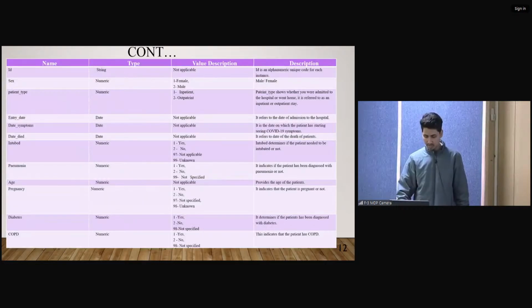Table 1 represents the description of the dataset. ID is a string-type attribute, which represents an alphanumeric unique code for each instance. Similarly, sex is a numeric attribute representing 1 for female and 2 for male, and other attributes are represented similarly. And 97 and 98 are known as missing values in this.